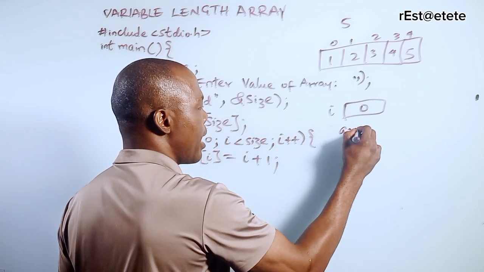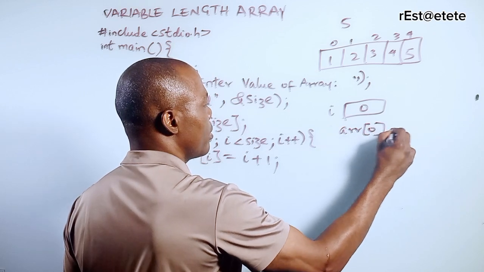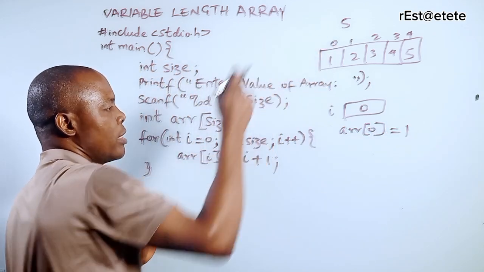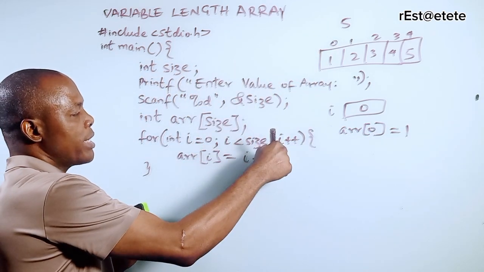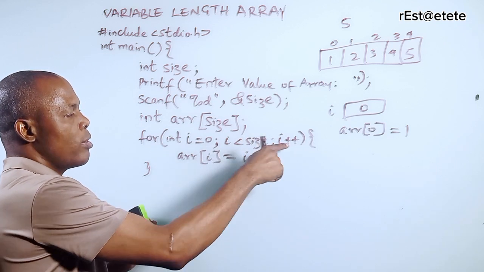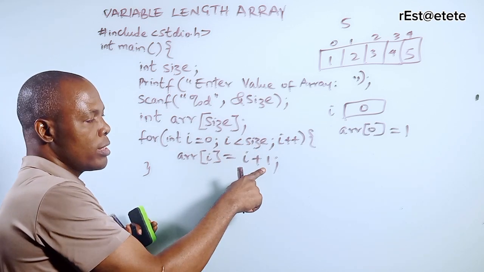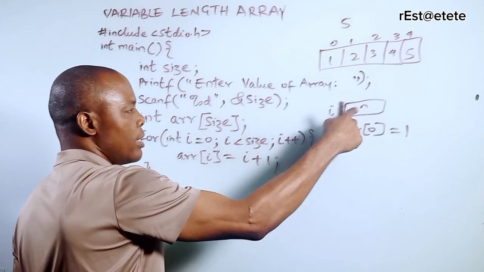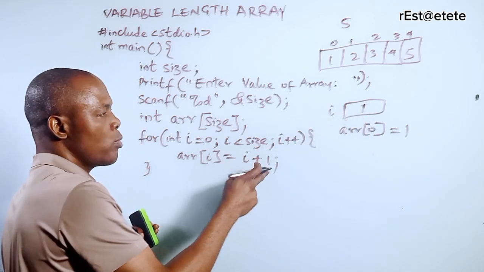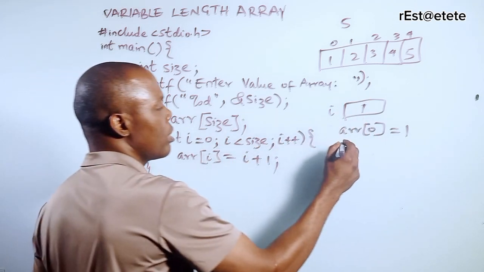To array 0. So it will assign 1 to it, which is this place. Then it will increment i, and it will check 1 less than size, which is 5. That is true. It will come in. It will do this. The index is what? Index is now 1. So 1 plus 1, that is 2. It will assign it to this one. So it will be what?